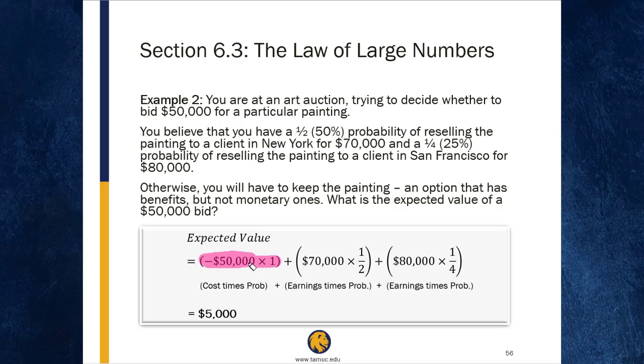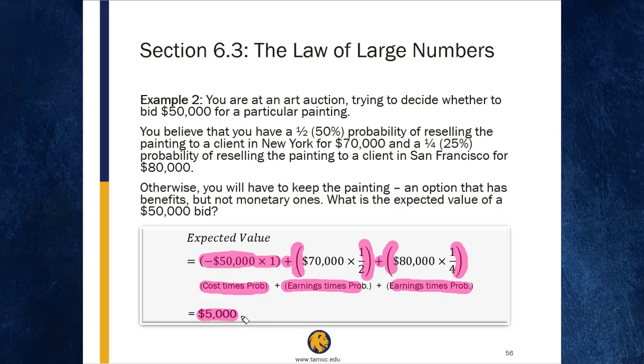So given that the purchase has been made, we'll be out $50,000, negative $50,000, plus the probability of being able to sell it for $70,000 times the probability of 1/2, plus the other option of selling it for $80,000 with the probability of 1/4. So we take 80,000 times 1/4. So we take cost times probability plus earnings times probability plus earnings times probability. And when we do all this, it's going to come out to be $5,000.